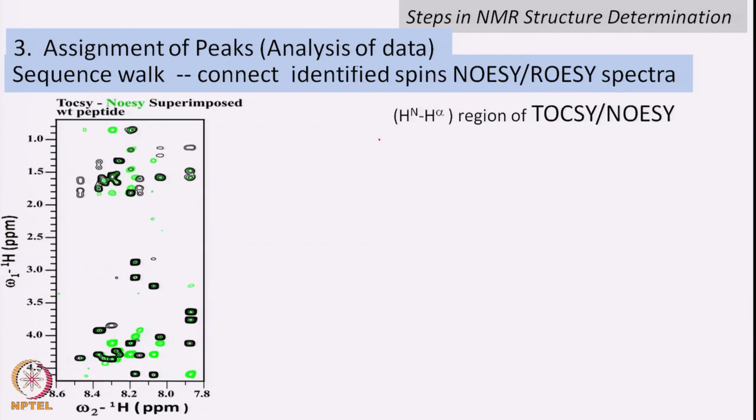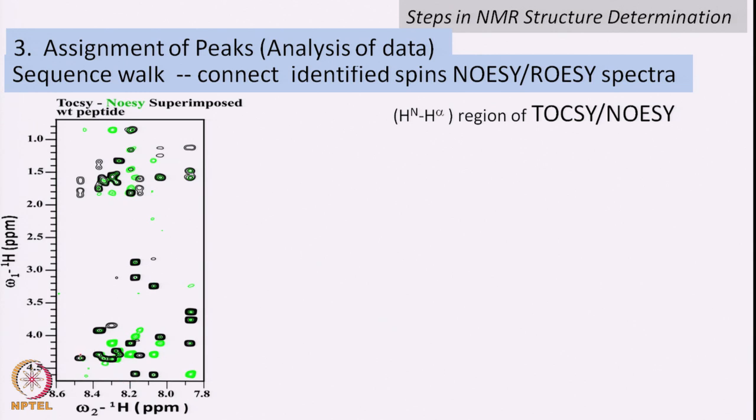So, let us combine this TOCSY information with a NOESY spectrum. So, here what I show for the same 18 amino acid peptide, TOCSY is shown in black and NOESY is shown in green. So, if you see NOESY as we discussed, it will give you intra-residue correlation as well as inter-residue correlation. Now, intra-residue will be same like TOCSY, but inter-residue will be different. So, if you look at here, many of the green peaks are also similar to the black peak. The green-black overlap is intra-residue, green alone is inter-residue correlation.